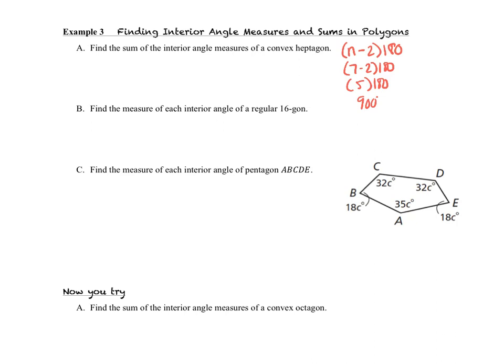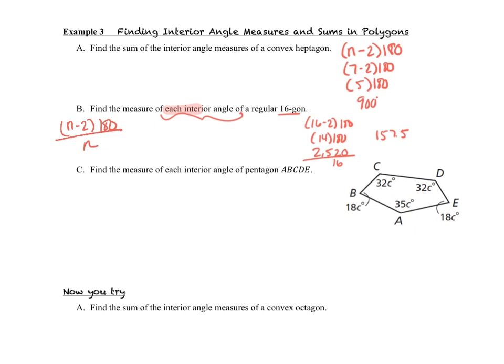Okay, find the measure of each interior angle. That's going to be a little bit different from what we've been doing. So of a regular 16-gon, we start with the total, 16 minus 2 times 180, which is 2,520. But if I want to know how much is in each angle, then I'm going to have to divide that by 16. So when I want to know each angle, what you're going to do is n minus 2 times 180 divided by the number of sides, n.